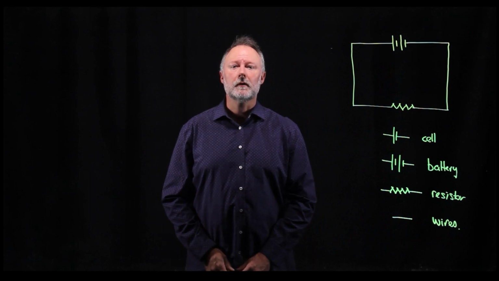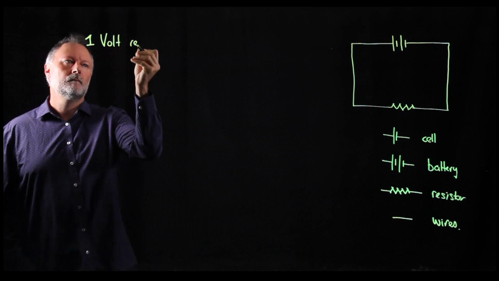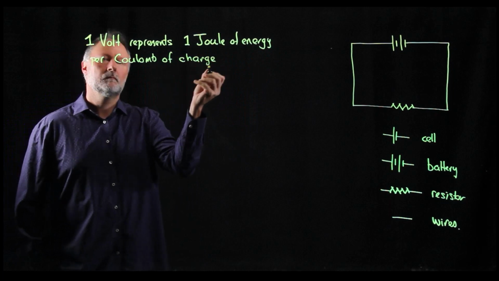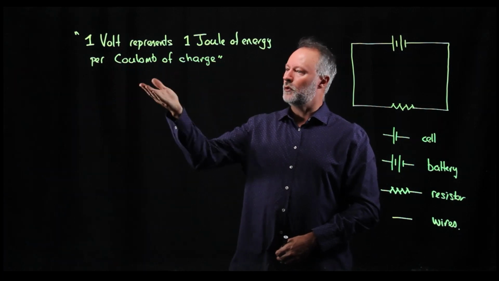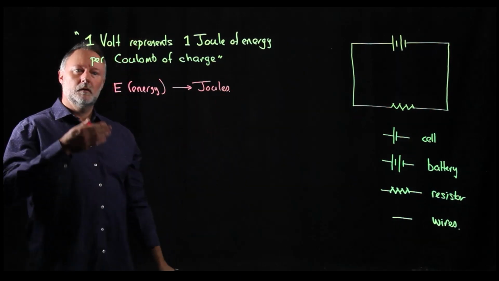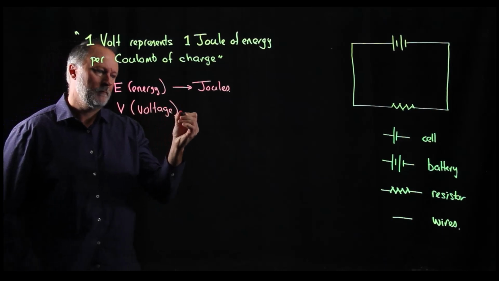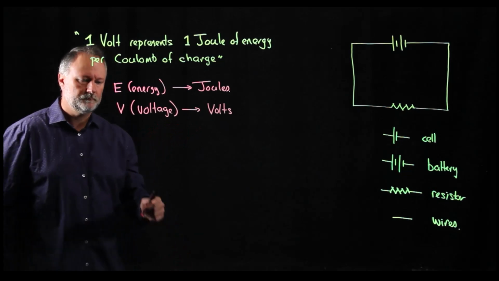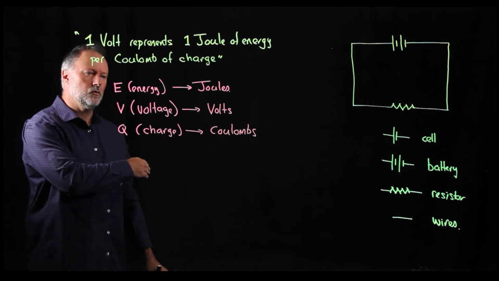In today's video, we'll be focusing on the term voltage. By definition, 1 volt represents 1 joule of energy per coulomb of charge. A quick recap. Energy, symbol E, is measured in joules. Voltage, V, is measured in volts. And charge Q is measured in coulombs.